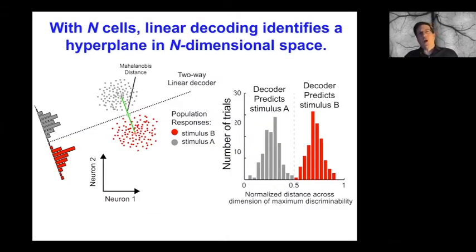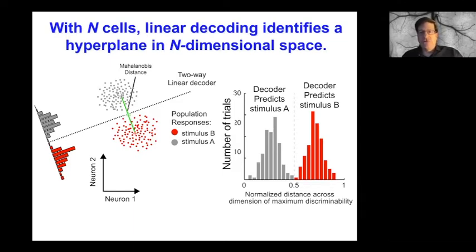So with n cells, we can create a decoder that will give us an estimate of which stimulus was actually shown based on the recorded responses to that stimulus of the n cells under view. And with a linear decoding approach, one can do this by creating a hyperplane in the space of all the responses of the n cells.